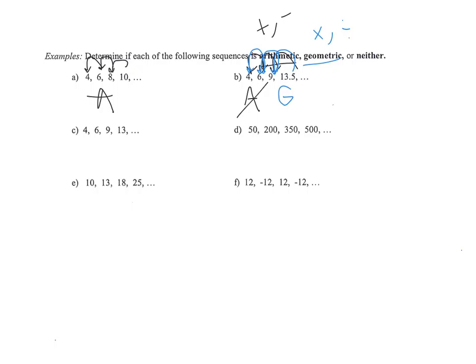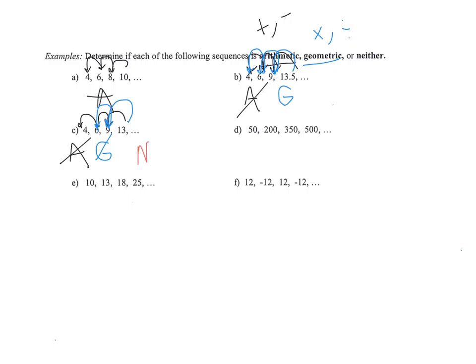So I'm going to try this one. 13 minus 9, 9 minus 6, 6 minus 4, they are not the same. Then I do geometric. 13 divided by 9, 9 divided by 6, it's not geometric. So it's neither.